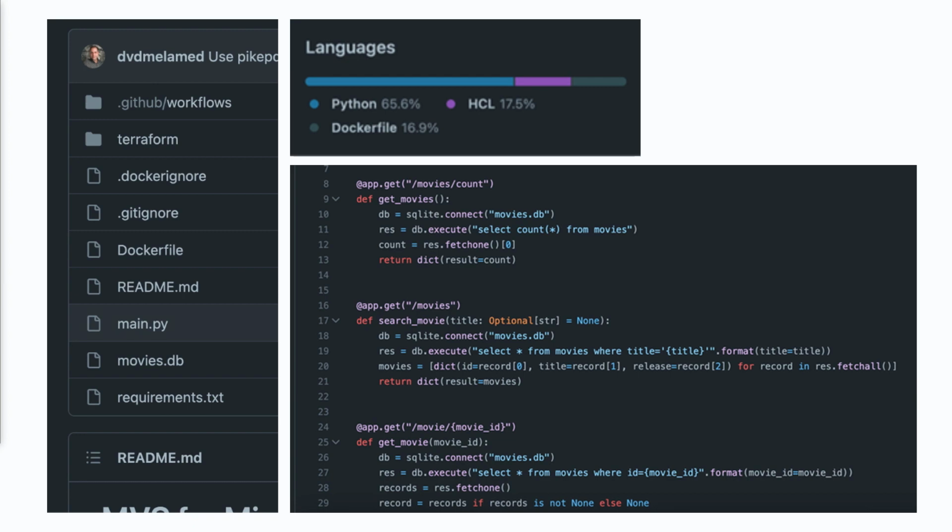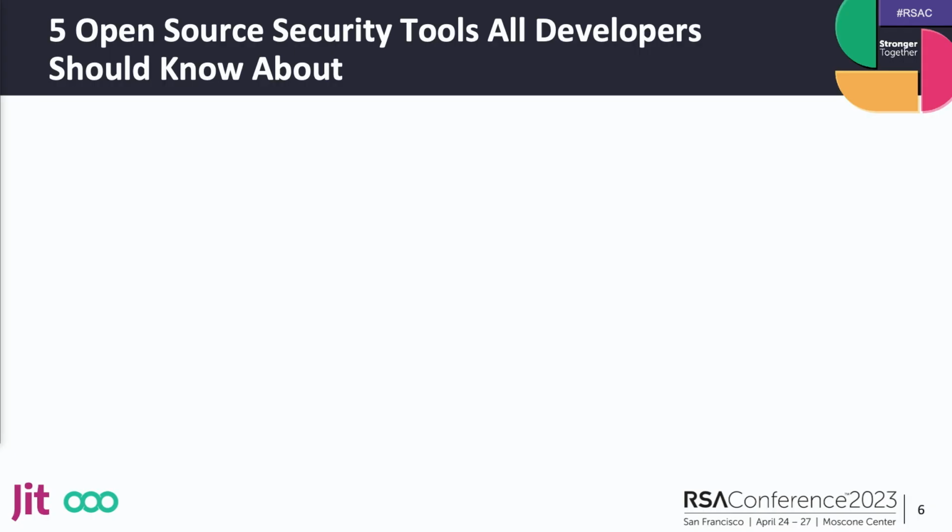So we have this sample app to show you, and we'll use that as our fictional toy project. We'll go over the 5 categories of tools to consider. There's probably more than 5, but these are the 5 that David and I think are the big ones to start with.